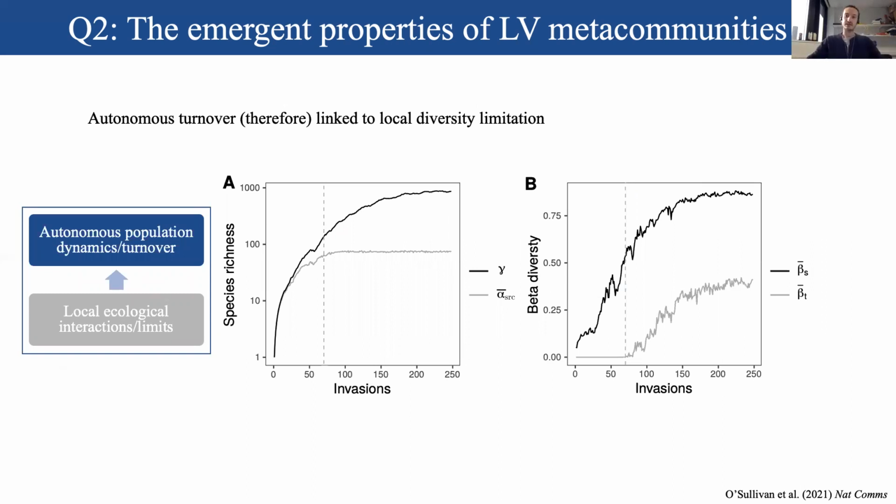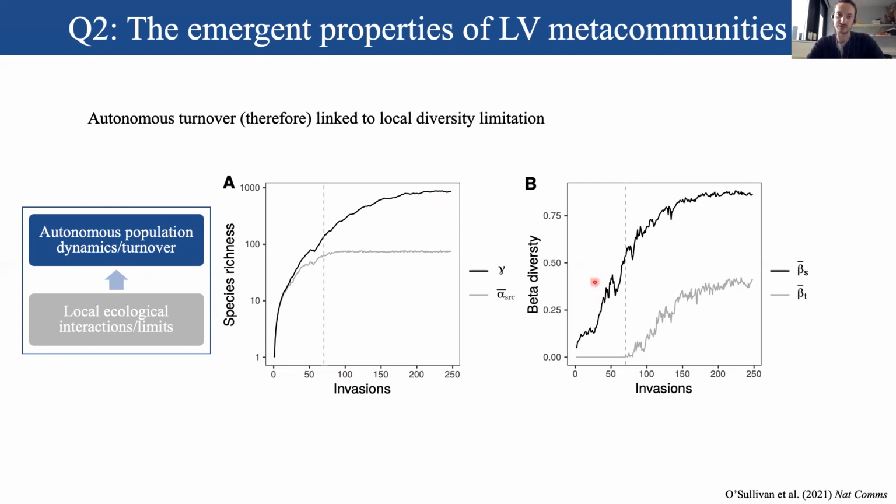Okay, so again, without going into great detail, in this figure, I'm showing that there is a key mechanistic relationship between the emergence of this autonomous turnover and local ecological limits to diversity, which, as we've seen, occurred due to the onset of this intrinsic limit, this structurally unstable limit. So to see that, in the first figure, this is again the species richness plotted against the number of invasions, this time on a logarithmic axis. Again, the gray represents the average local species richness, which reaches some asymptote, and then the regional diversity, the metacommunity diversity, converges at some time later.